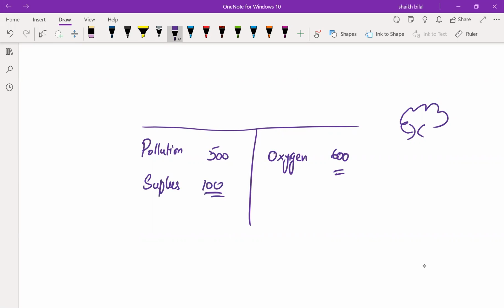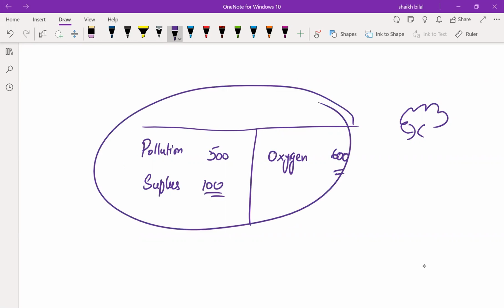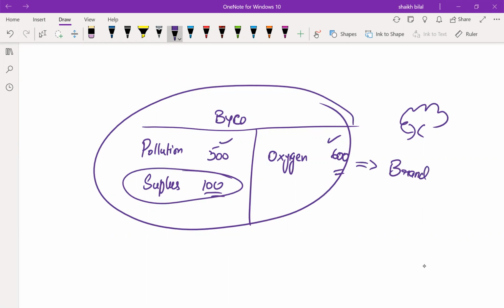So this is the way in which this particular company, let me name it as well, Baico, was the company that said, okay, we are creating pollution of around 500 pounds, and we planted trees that help us in creating oxygen of around 600 pounds. So we are in a surplus of 100 pounds.